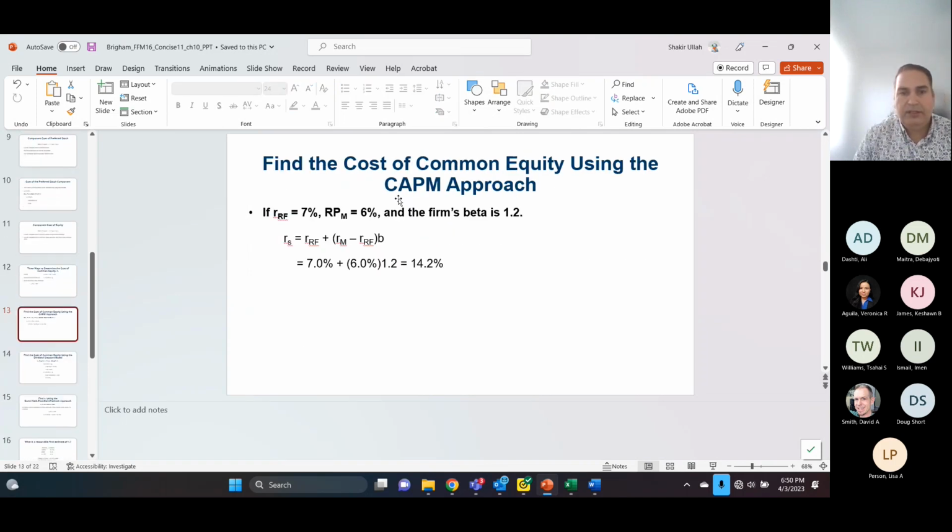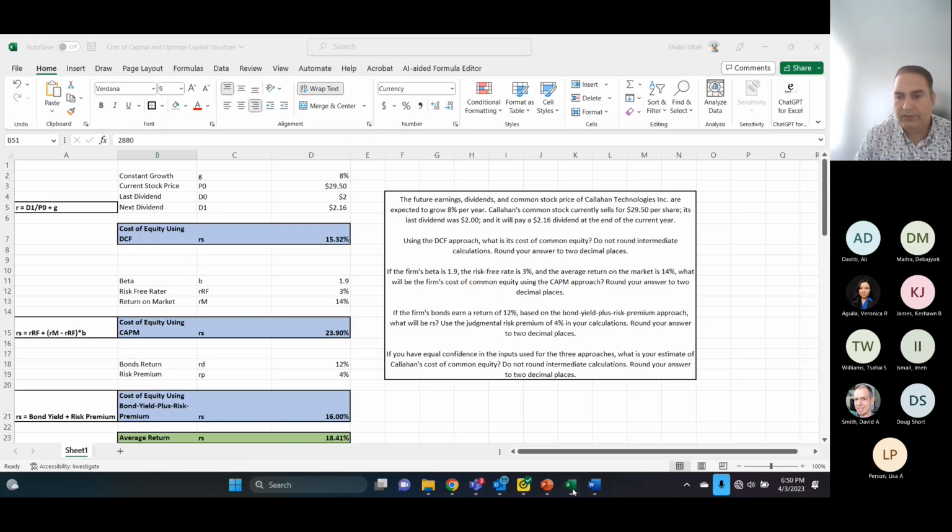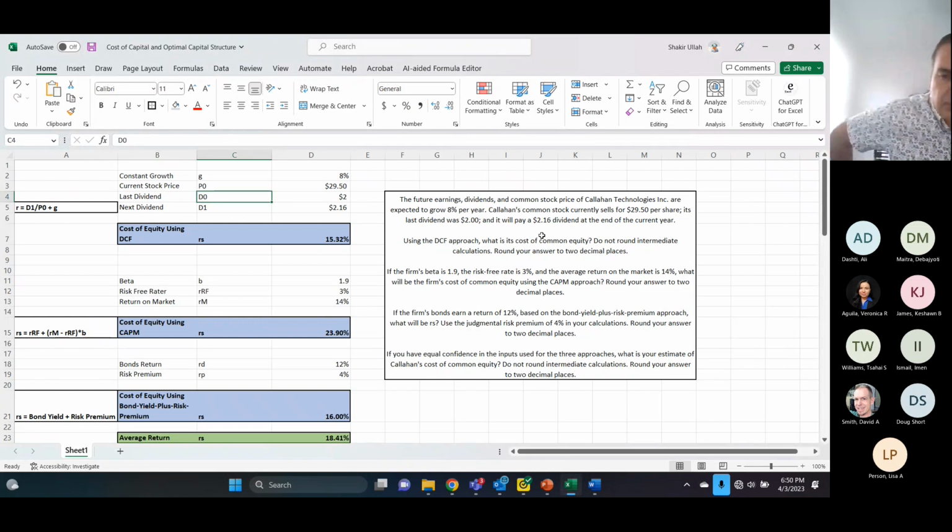So here are some examples, but let's jump to our Excel file that I've prepared and solve some problems over there. Okay, so here you go. And if we understand this first problem, it will solve a lot of the types of questions that you can expect in your upcoming exams.